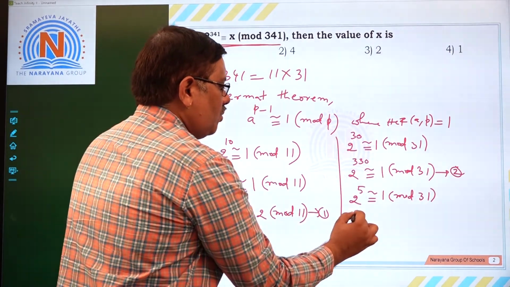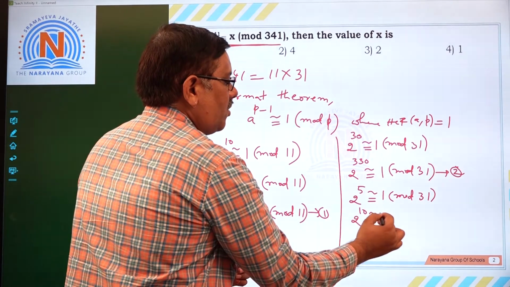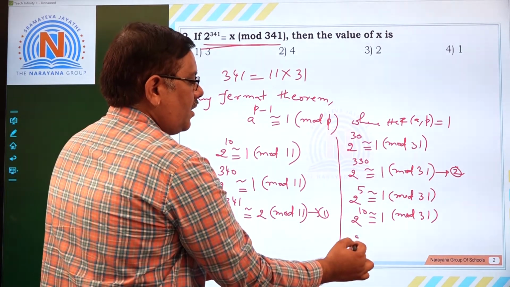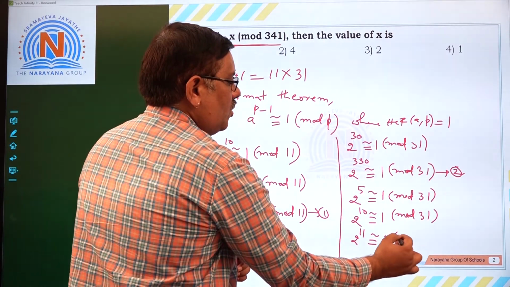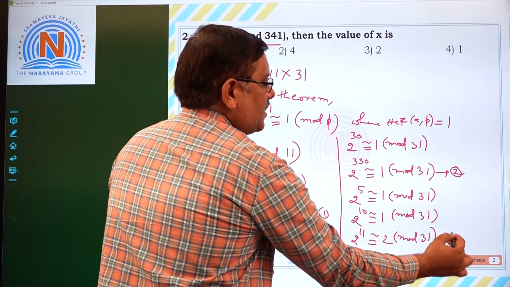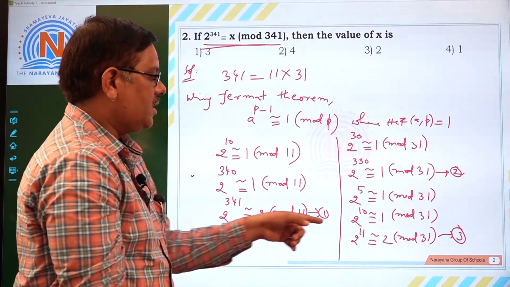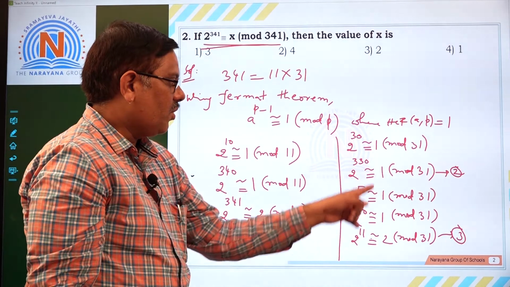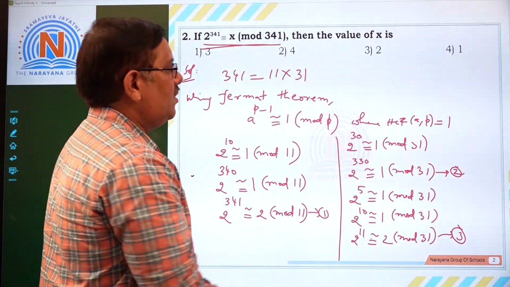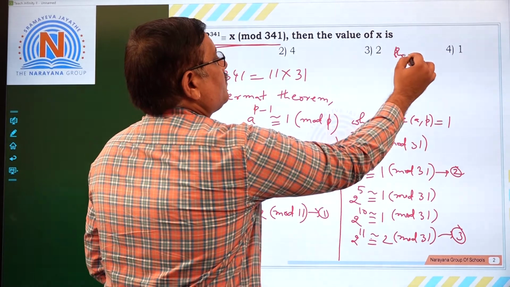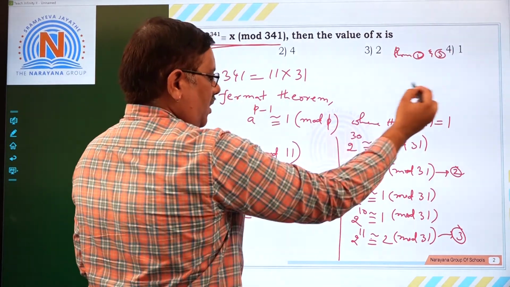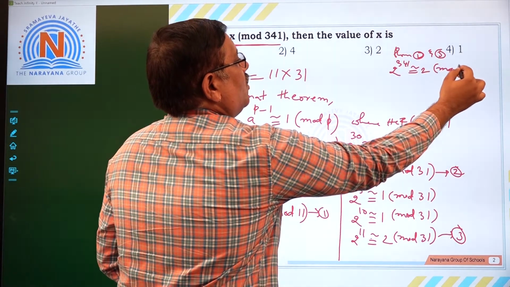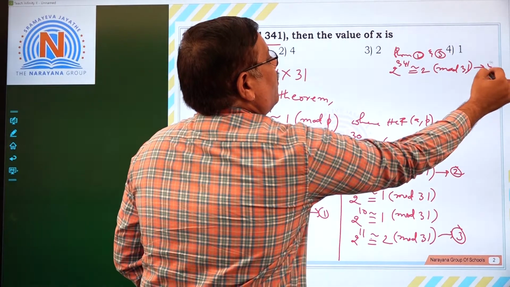Now let us raise the power to 2. So it becomes 2 to the power of 10 is congruent to 1 squared, which is 1 modulo 31. Now you want 2 power 11 here. So 2 power 11 is congruent to 2 modulo 31. It is the third property. By using the second and third properties, 2 to the power of 330 times 2 power 11, which is 2 to the power of 341, is congruent to 1 times 2, which is 2 modulo 31. So from 2 and 3 we can conclude 2 to the power of 341 is congruent to 2 modulo 31. This is condition number 4.